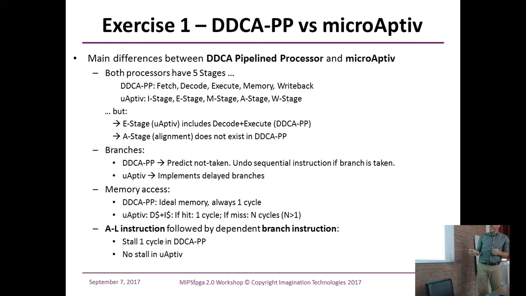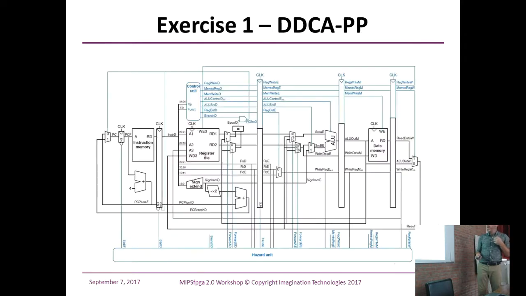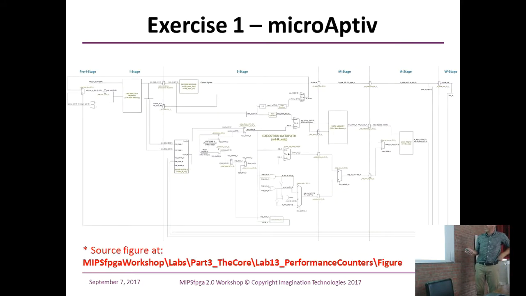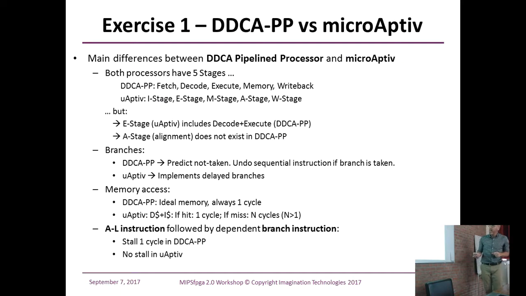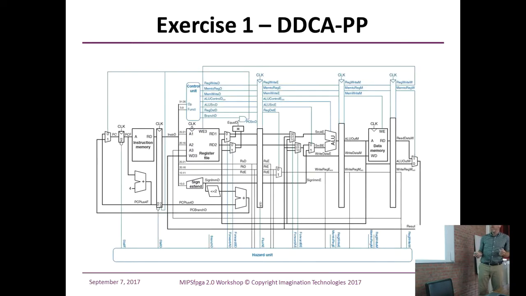For example, branches are handled differently. The processor in the book includes a branch predictor. It's a very simple branch predictor. It's just predict not taken, always not taken, and in case it misses, it just goes through to the correct path. But in MicroActive, you probably know MIPS architecture has a delay slot. So a delay slot is present here, so branches are handled differently. Okay. And finally, obviously, the memory access is different because in the book it's assumed to be ideal.